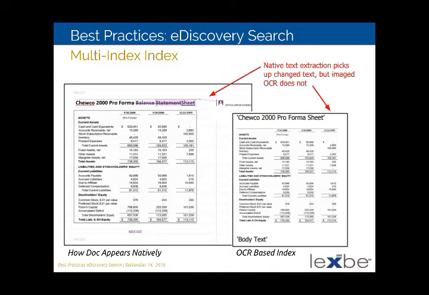Here's an example of how the multi-index index works. You can see from the image on the left, the native extraction picks up the changed text. You can see balance statement sheet is struck through. But you can see on the right, that is just an OCR-based index or the image-based index of the exact same document, but it does not extract the balance statement strike through. So you can see the changes that were made on this document.